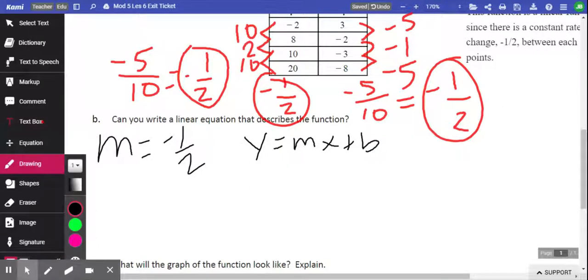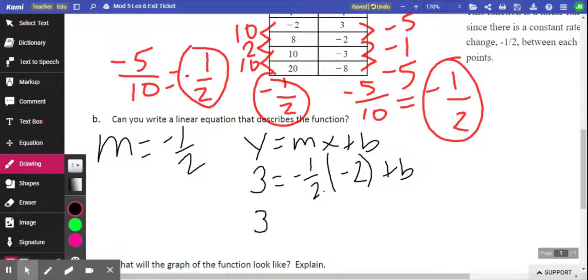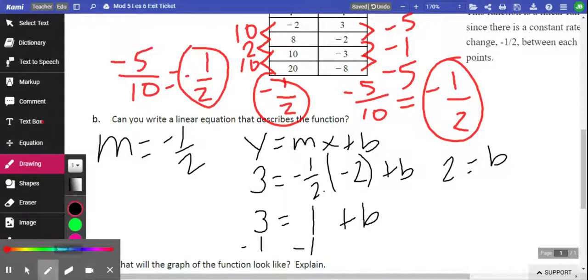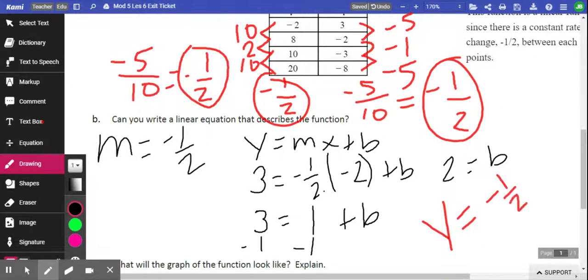I'm going to pick the very first one, negative 2, 3. The y would be 3. M is negative 1/2. X is negative 2. And then plus b, because we got to find that to be able to write our equation. So 3 equals negative 1/2 times negative 2 gives us 1. And then we're just going to bring down the plus b. Subtract 1 from both sides, and you get 2 equals b. So now you can write your equation, y equals negative 1/2 x plus 2.